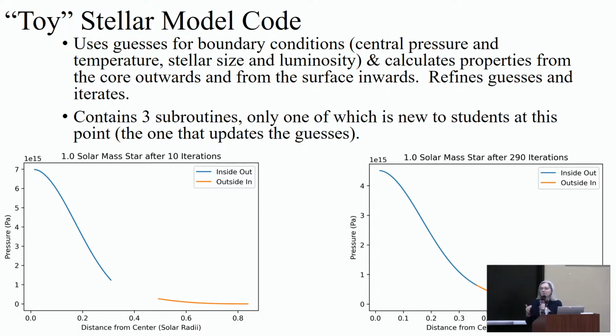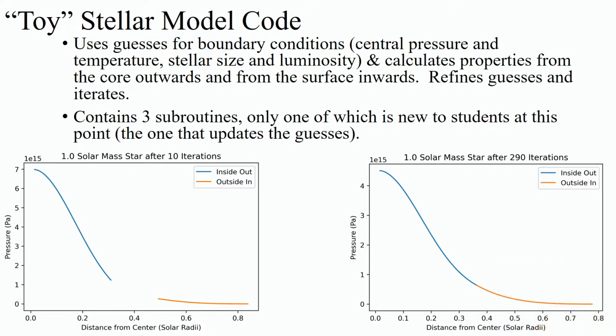So the students guess at boundary conditions, central temperature and pressure, and a stellar size and luminosity, and then it works from the inside out and the outside in until the middle. And then the one piece that's new to students at this point is the subroutine that looks at the inevitable mismatch between what happens when the inside out and the outside in meet. And then it does a little bit of linear algebra to refine those guesses and runs until either it's reached the max number of iterations that the user specifies so that the program doesn't run forever, or when something unphysical happens like a negative temperature, or when you actually get an agreement within the tolerance that you can adjust in the program.